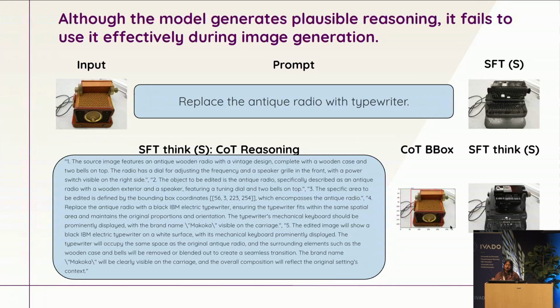And if you dig deeper into why this SFT with reasoning is not working well, is it because the reasoning chain itself is bad in the first place, or is it because the reasoning chain is fine, but the model is not able to apply that kind of reasoning when it is actually generating the image? So we found that it was the latter. I don't have time to read through this, but basically it does identify what is the object in the image, what is the bounding box coordinate. So you see we are showing the bounding box overlaid on the image here. It also reasons about what the new object should look like, but the final edited image is not very high quality.